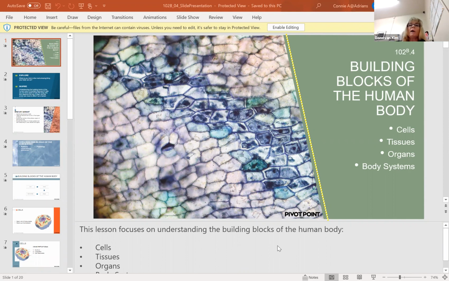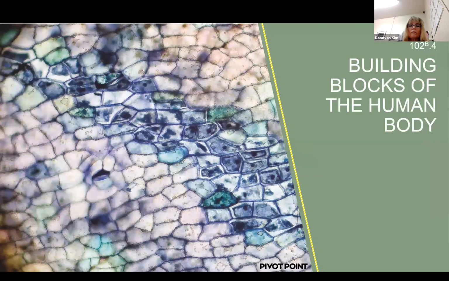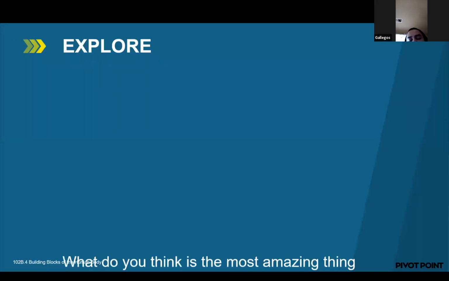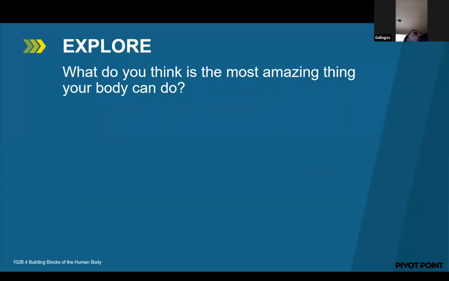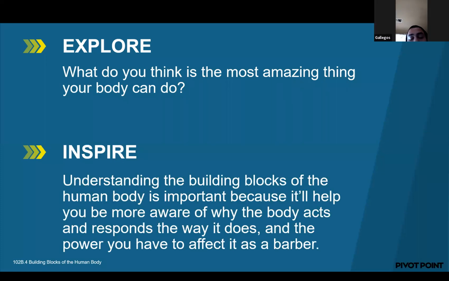Building blocks of the human body. Okay, this is exactly where we're at today. Where are we going to have a test on it? Miss Connie? Yes. When are we going to have a test on this? Oh, it's going to probably be a couple weeks. This is a huge chapter.